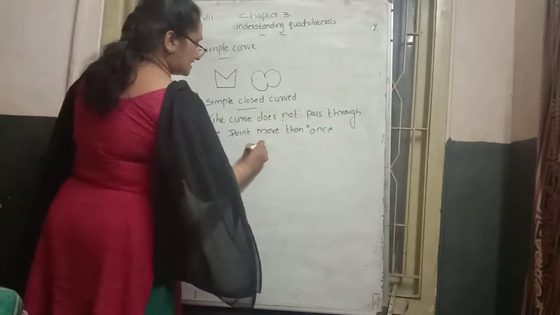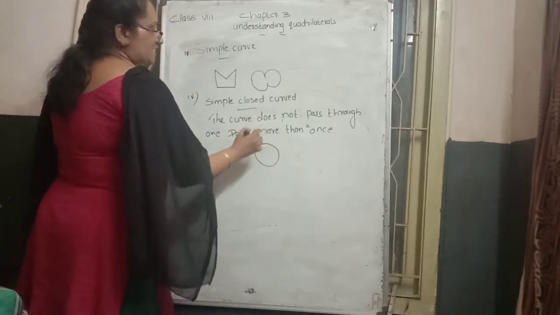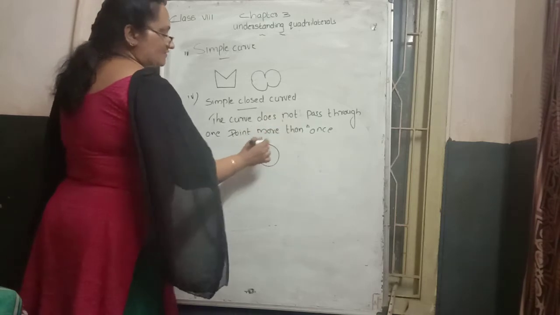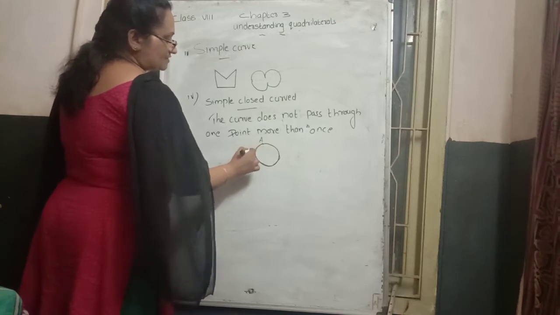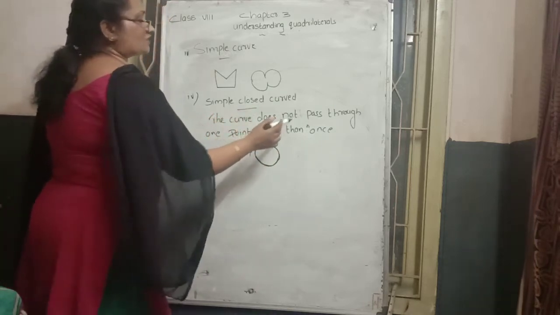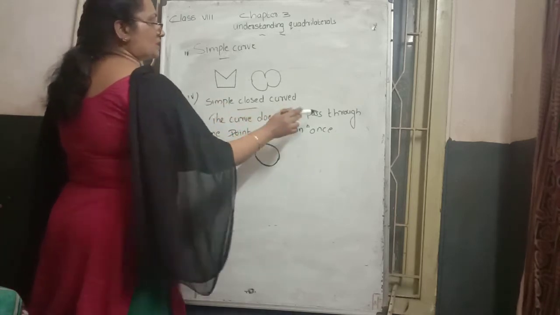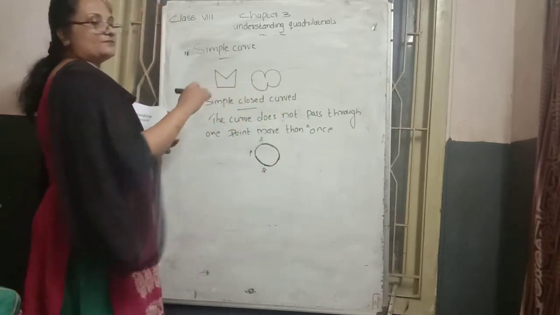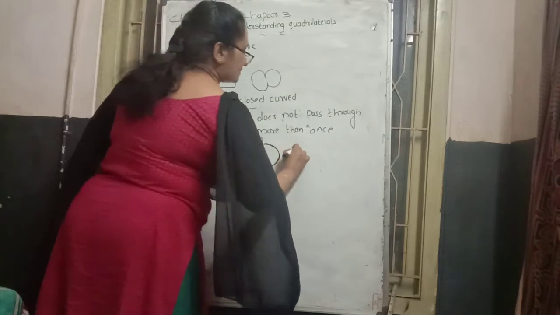Example, see, this is a closed curve. Here, this curve has an A point, and the curve does not pass through one point more than one time. Here, A is passed only one time. Then here is another point, P, and that point is also passed only one time. Such a type of curve we call a simple closed curve. The figure is also closed. The curve does not pass through any point more than once. Another example like this.